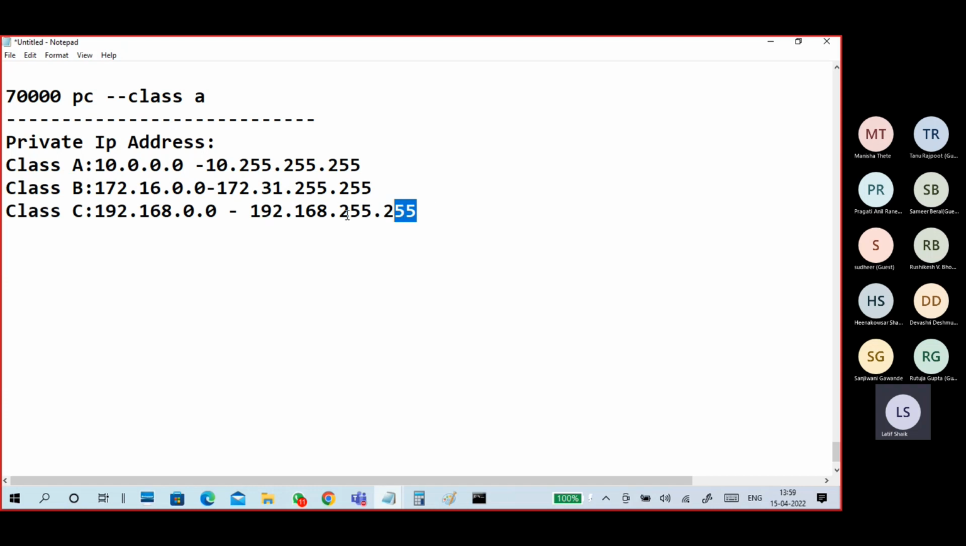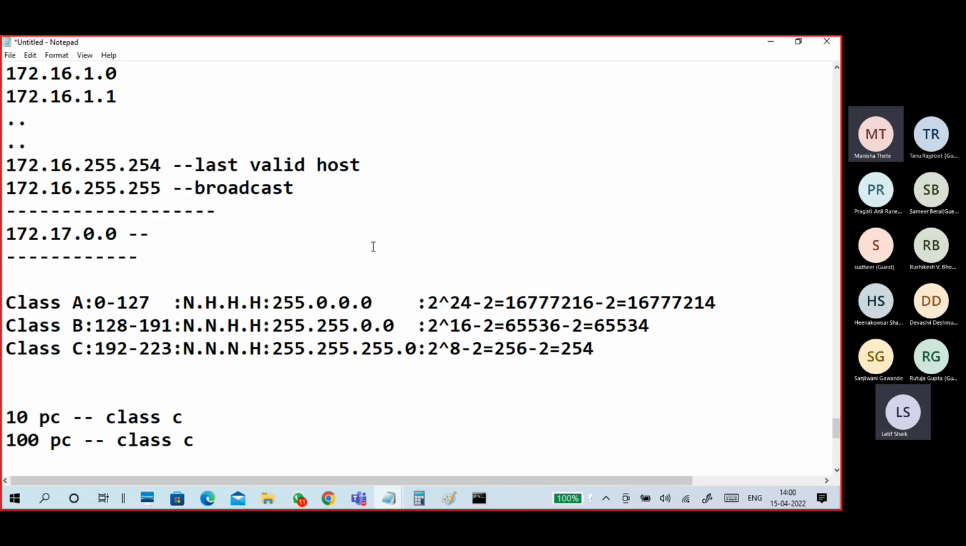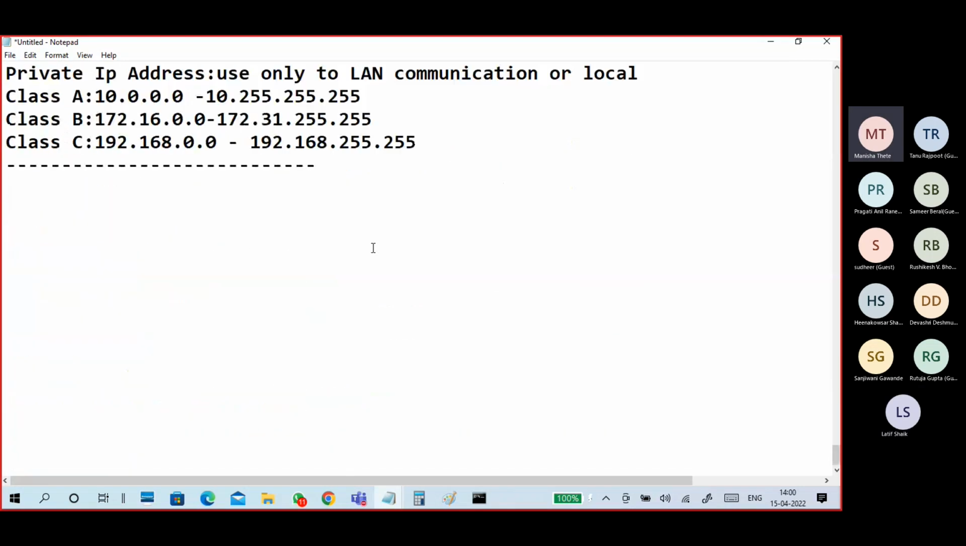This is only one variation, 192.168, but these two portions are not host portions. This is still a network portion and this is the host portion. Remember 172.16 to 172.31. This is only 10. So these are the private IP addresses. Private IP addresses we use inside a local LAN network, only for LAN communication, not for public communication. So your IP addresses topic is completed.